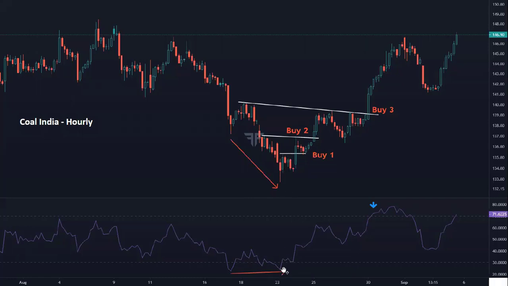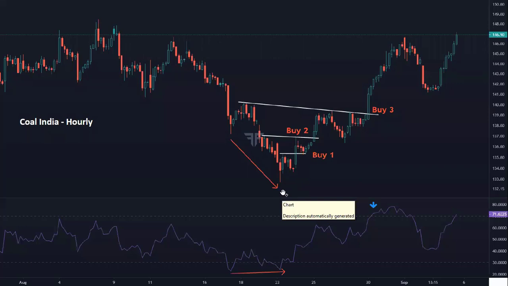From there, the price is bouncing off the oversold region. Now, if you look into the chart, price rallied from the bottom, came down a bit, and then there is a very healthy bullish candle that formed. So this small horizontal trend line is drawn connecting this high. Once price broke above that high, you could initiate a buy trade in Coal India.